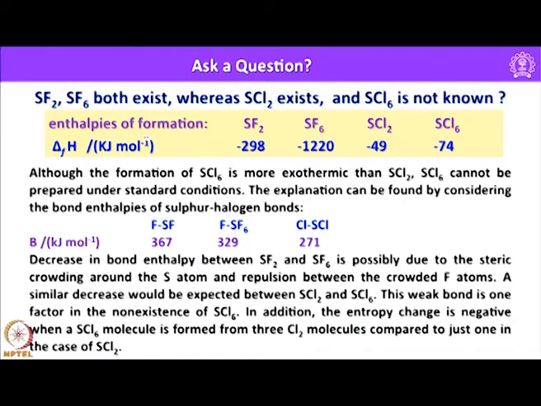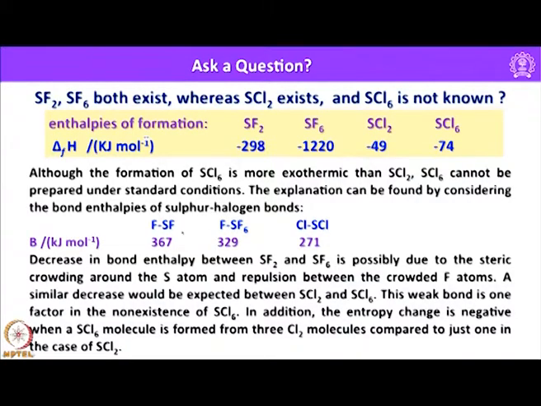Although the formation of SCl6 is more exothermic, just by looking into the values of SCl2 to SCl6, that is 49 and 74, sulfur hexachloride cannot be prepared under normal conditions. The explanation can be found simply by considering bond enthalpies of sulfur halogen bonds in the series given here. Just focus your attention here.